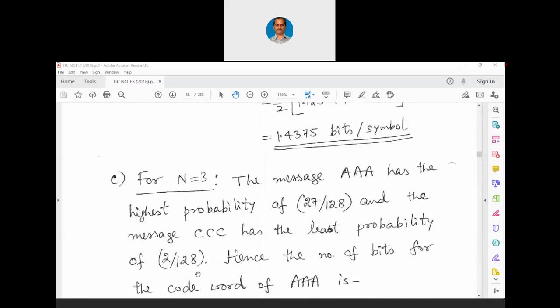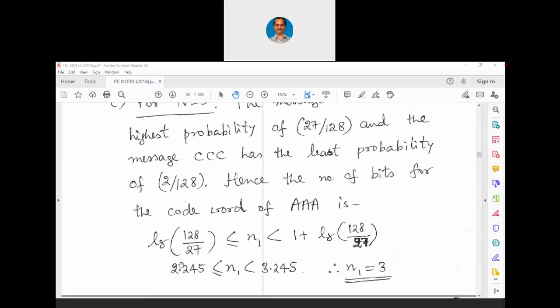Please refer to the previous pages where we had worked out these probabilities. Now the number of bits for the code word of AAA is log of 128 divided by 27, that is log of 1 over pi must be less than or equal to N1 less than 1 plus log of 1 over pi. So we get 2.245 and 3.245, in between it has to be N1. So naturally N1 has to be 3, because it is not an integer at the left hand side, neither is it an integer at the right hand side. So we decide that N has to be equal to 3.